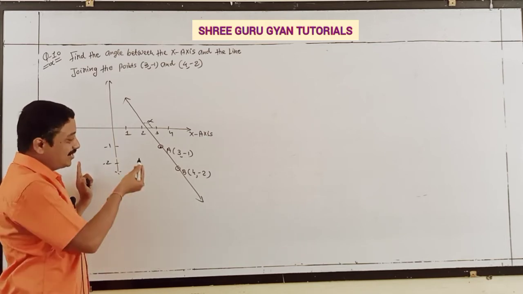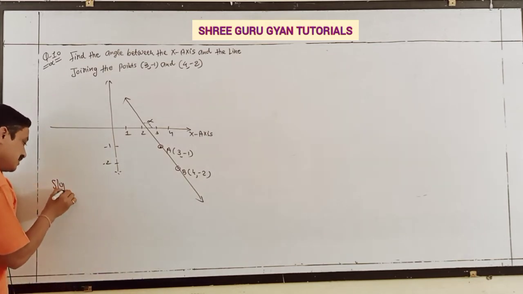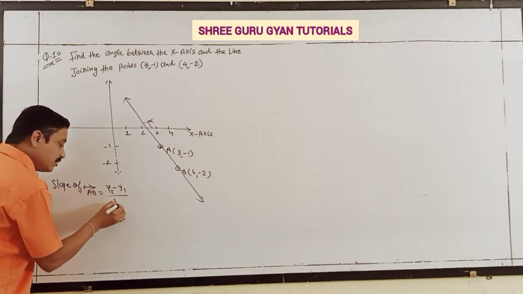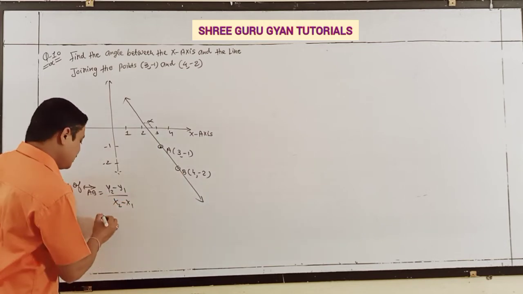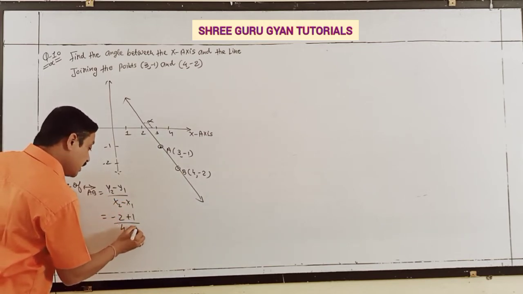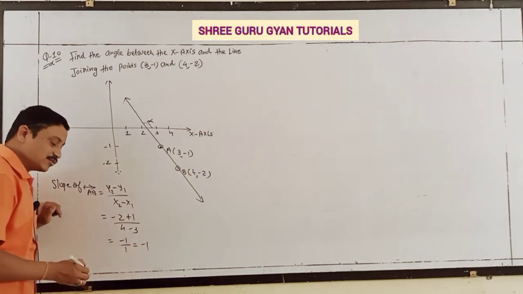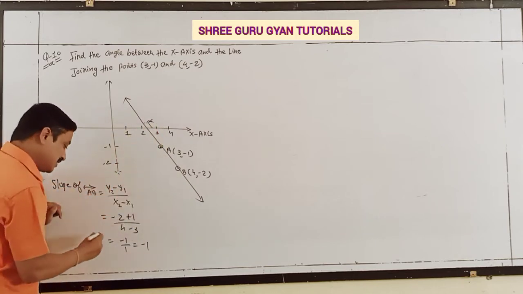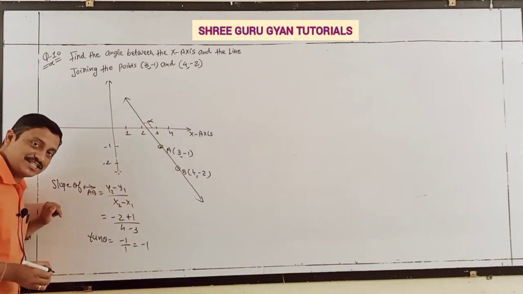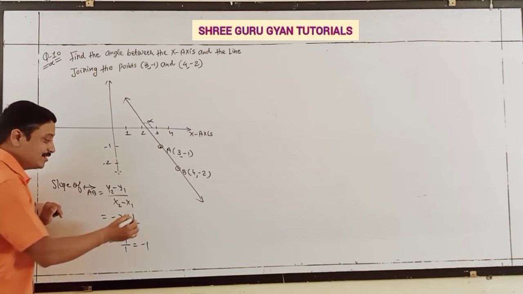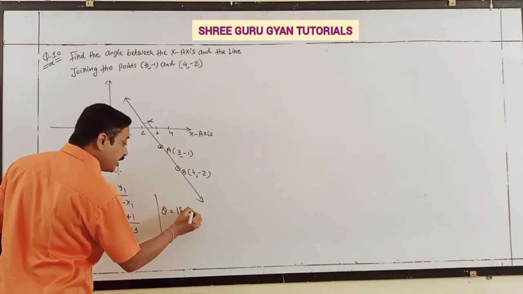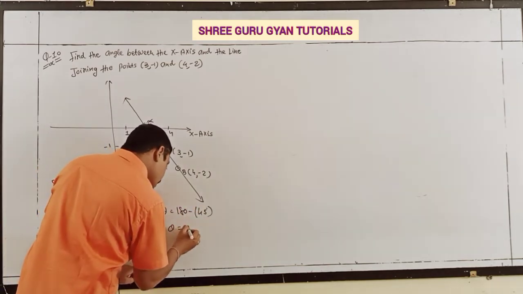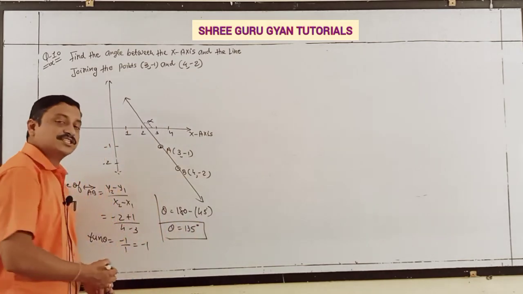Very easy. Find the slope of AB. Formula you know: y2 minus y1 by x2 minus x1. So -2 plus 1 by 4 minus 3, we get -1. But for the slope of a line, if the angle is measured from the positive direction of the x-axis, you take tan theta. And if tan theta is negative, definitely theta is 180 minus something. When tan is 45 degrees, it gives 135 degrees. That's your answer, students.